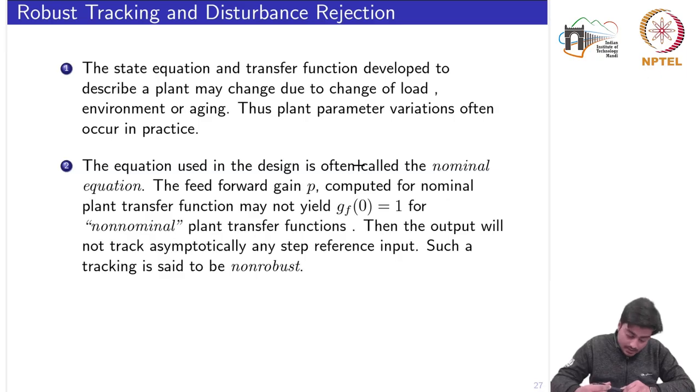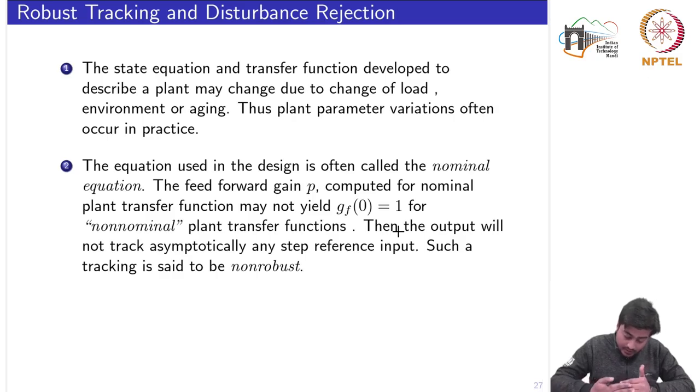taking this A, B, C parameter. Now if we recall the tracking problem, the computation of the feedforward gain P depends entirely on the plant parameters, that is beta 4 and alpha 4 bar. Now if those are not the actual parameters of the actual plant, then computing that P from the nominal equation won't result in G_F equal to 1. So in that case, you won't be able to have the tracking for any reference input.